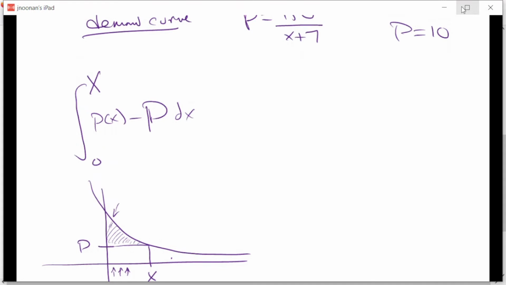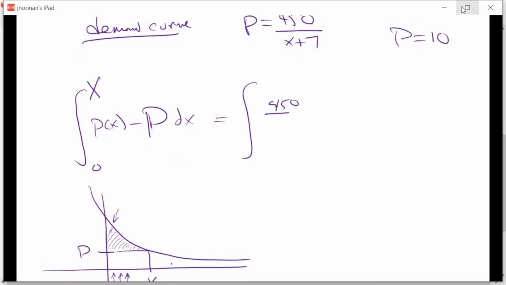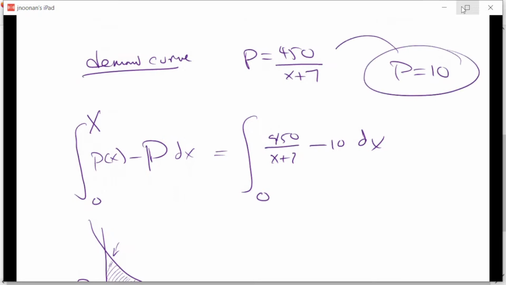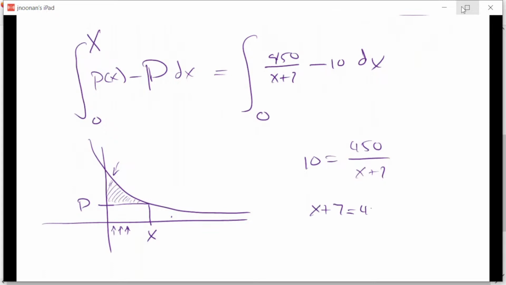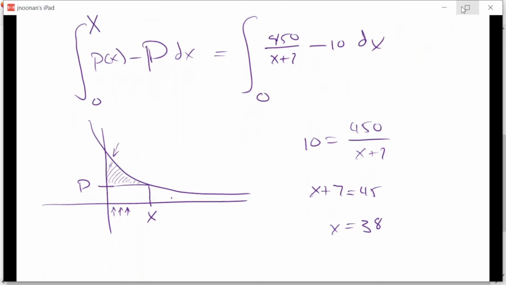This is going to equal the integral of 450 over x plus 7 minus 10, evaluated from 0. Uh-oh, what is x? Oh, I know. To find x, I have to plug p into this. 10 is equal to 450 over x plus 7, which means that x plus 7 is equal to 45, which means that x is equal to 38. So 38 when p is equal to 10. One way to think of this is if you set the price at 10, you will sell 38. That isn't very many, but if this is a very special product that we only have a limited run of, then that makes sense.